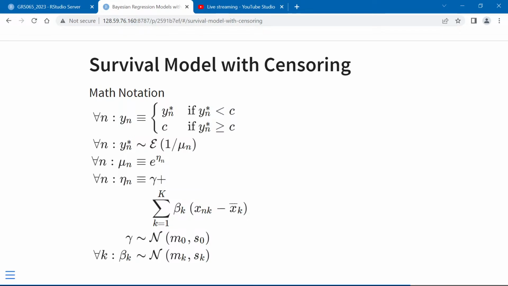So let's define mu for the nth person to be e raised to the power of eta for the nth person. And then we can do the usual thing with eta, have an intercept relative to centered predictors, a bunch of coefficients multiplying the centered predictors, etc. Normal prior, it doesn't have to be normal. I always use normal, keep it simple. But let's say normal prior on the intercept and each of the coefficients in this model.